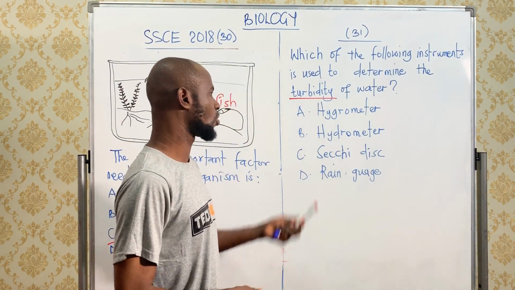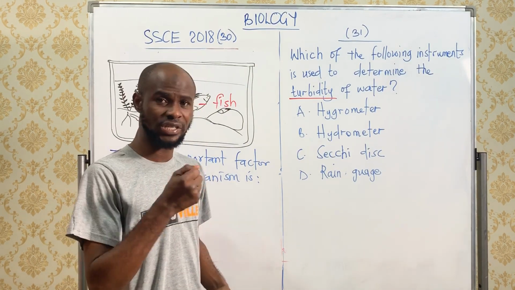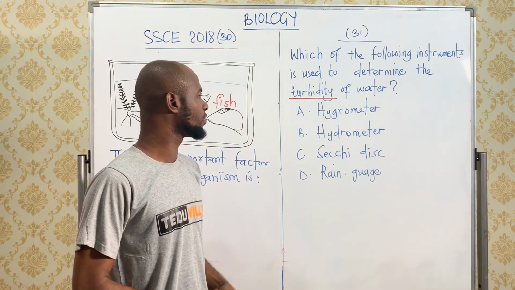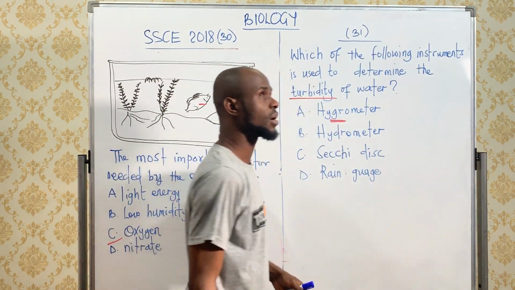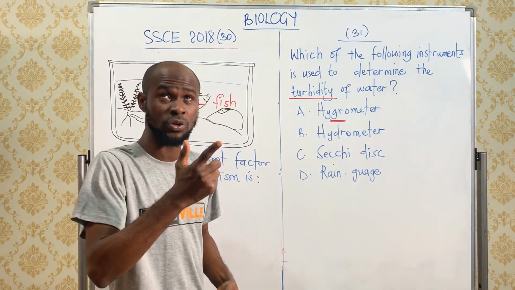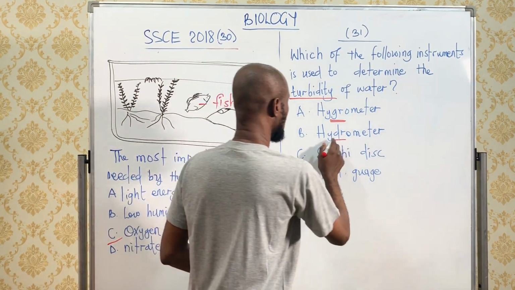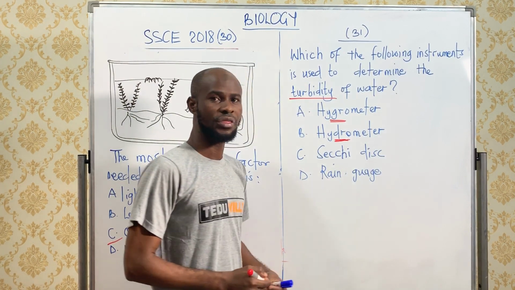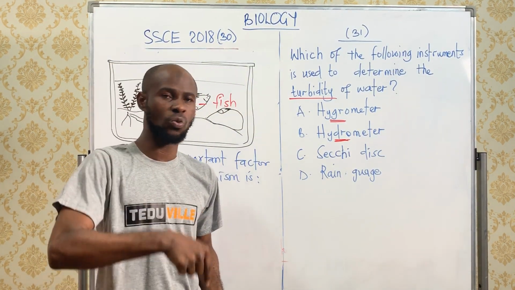So what do we use to measure the turbidity of water? We have the hygrometer. The hygrometer is used to measure moisture, the water in the atmosphere. Anything hygro means moisture, and hydro means water. Therefore, the hygrometer is not used to measure the muddiness of water.